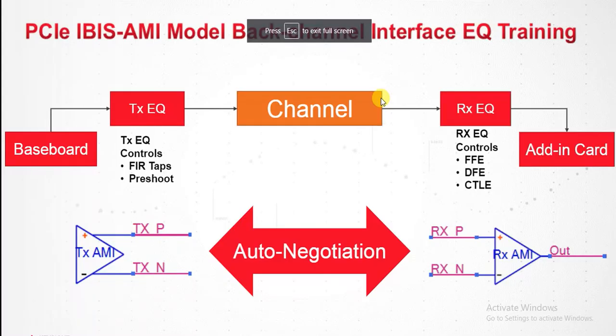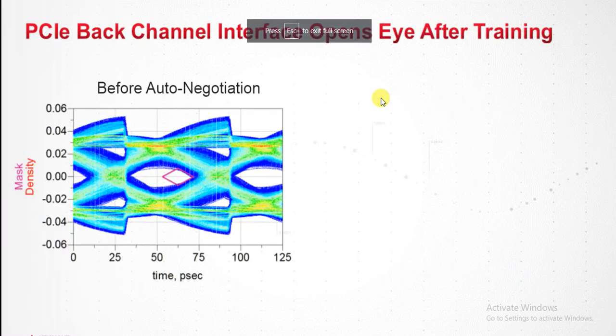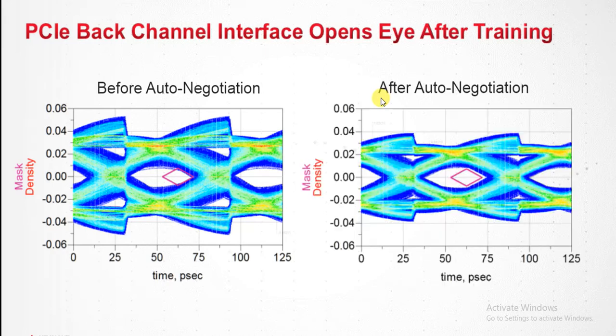And we'll see how that changed the eye. We started out with FIR taps, but not optimized through auto negotiation. If auto negotiation is working, we should see the eye open, since the FIR taps are optimized for the channel under test. Here it is. After auto negotiation, the eye is open. And we're sure that our auto negotiation is working, and you can also use that in ADS 2017 Update 1.